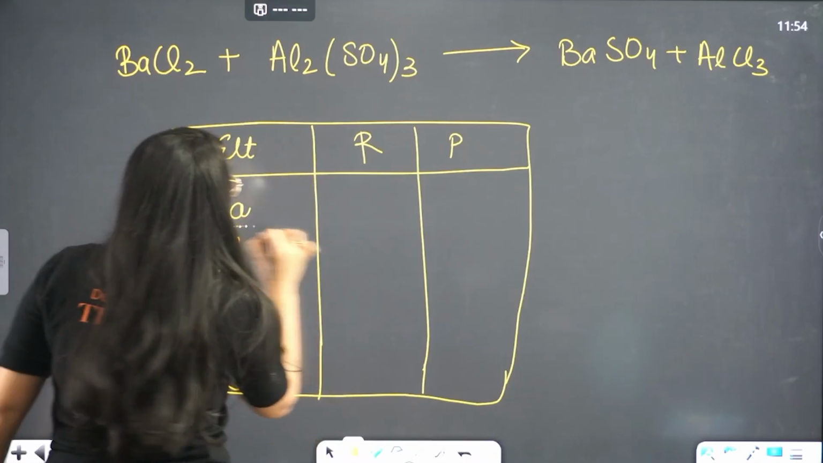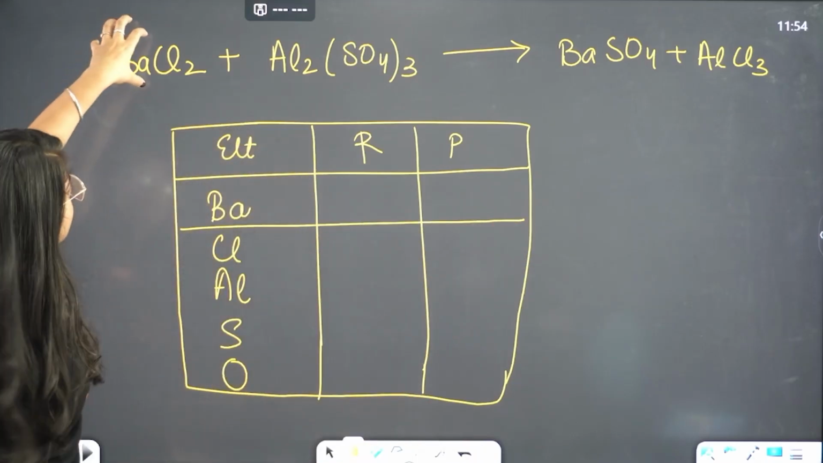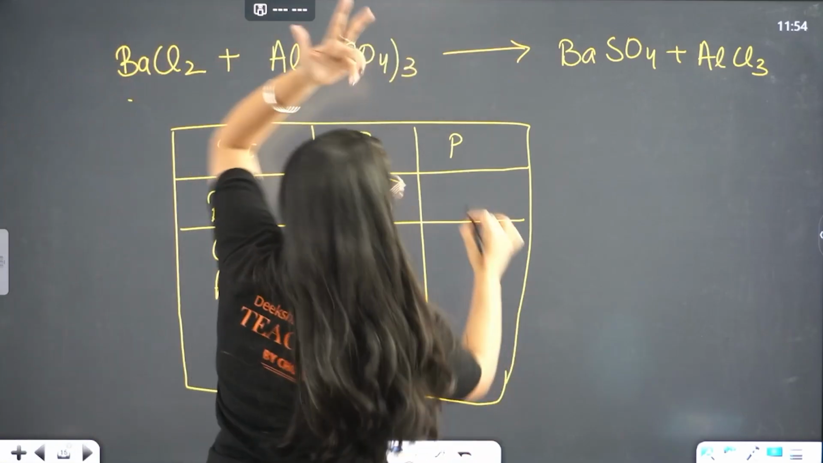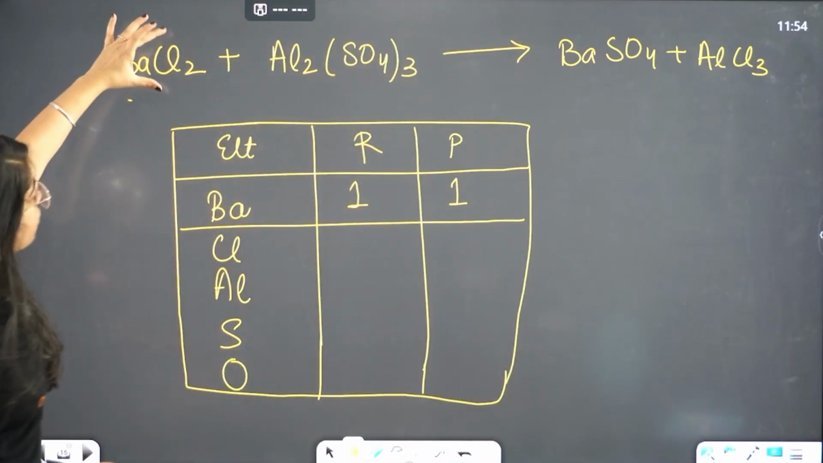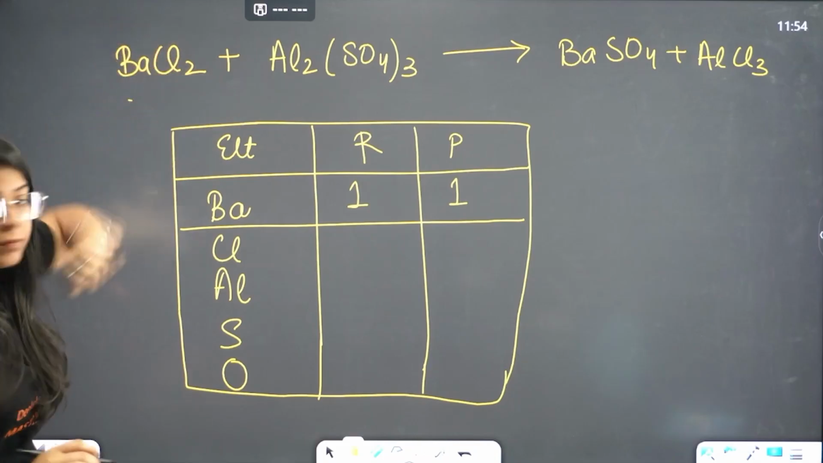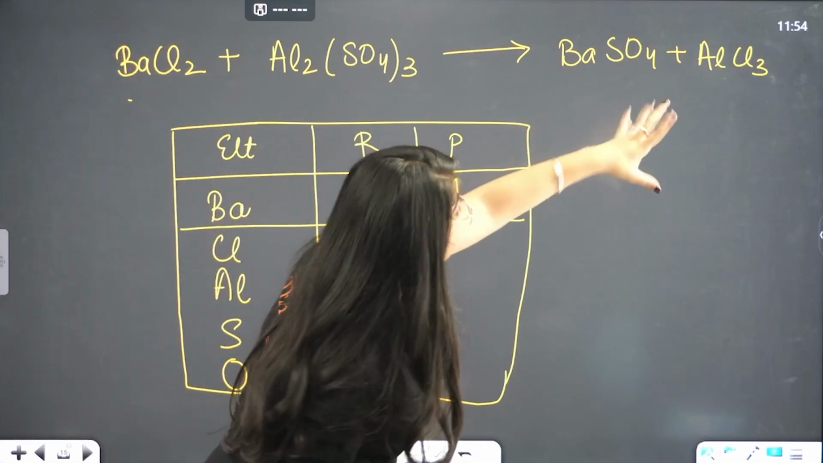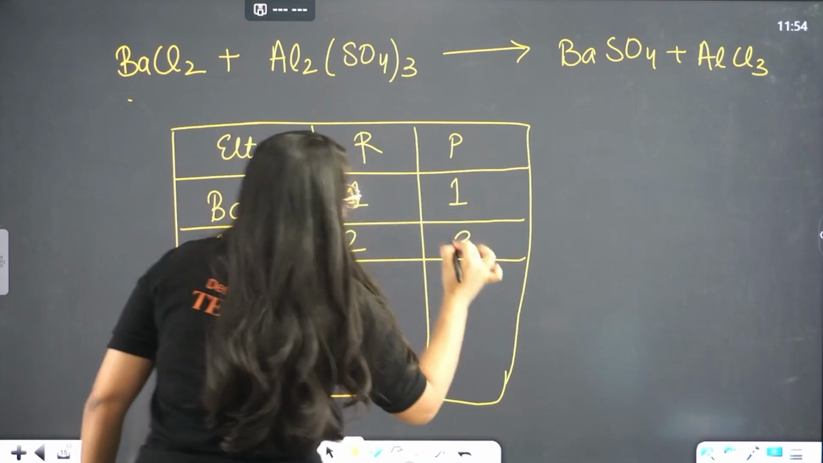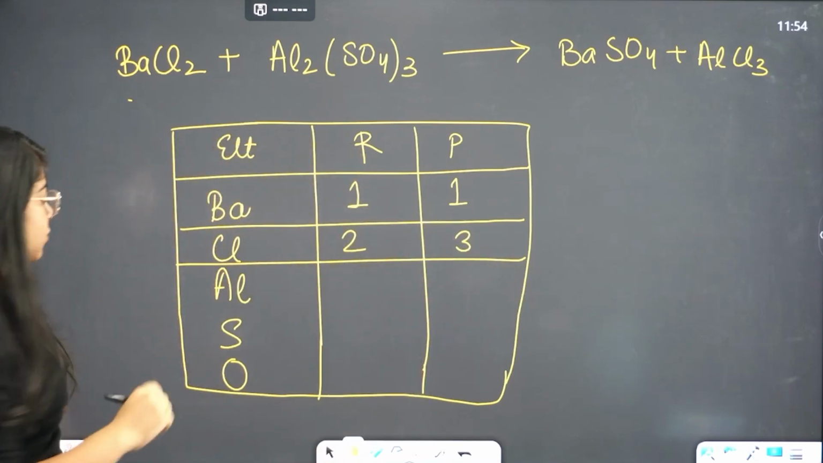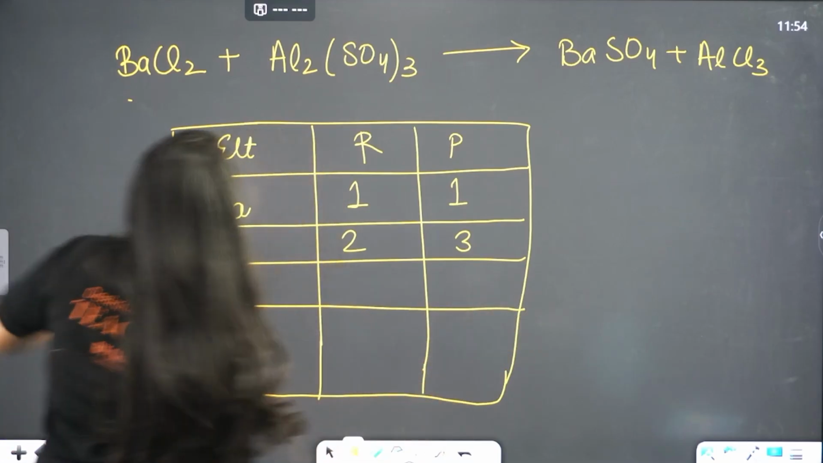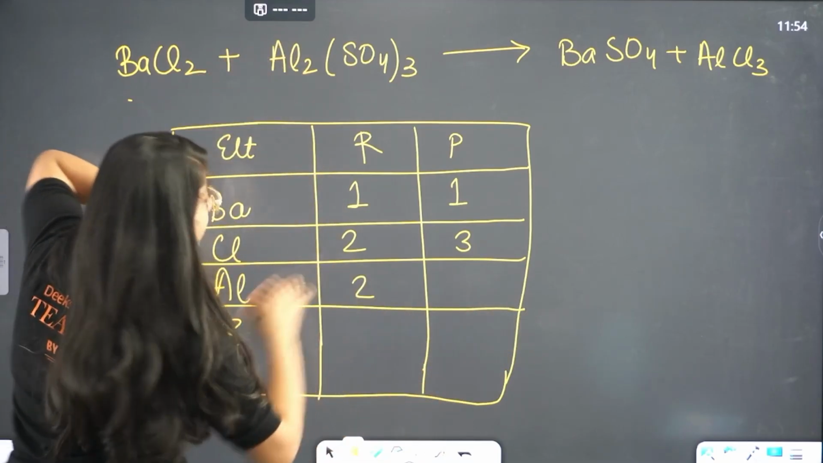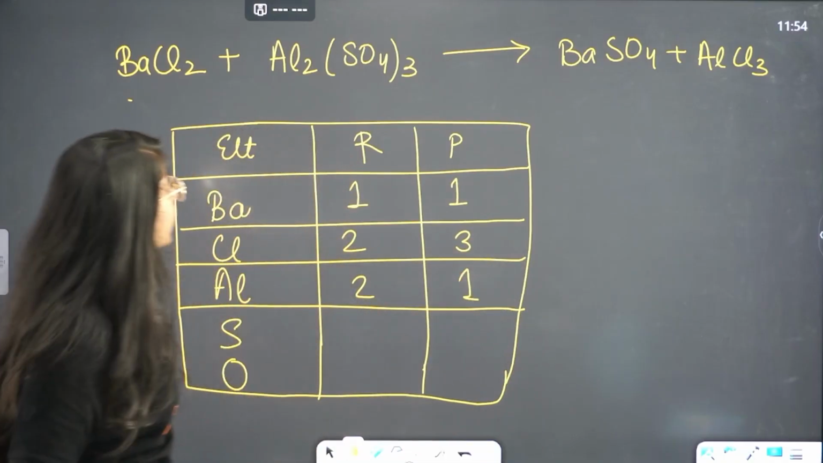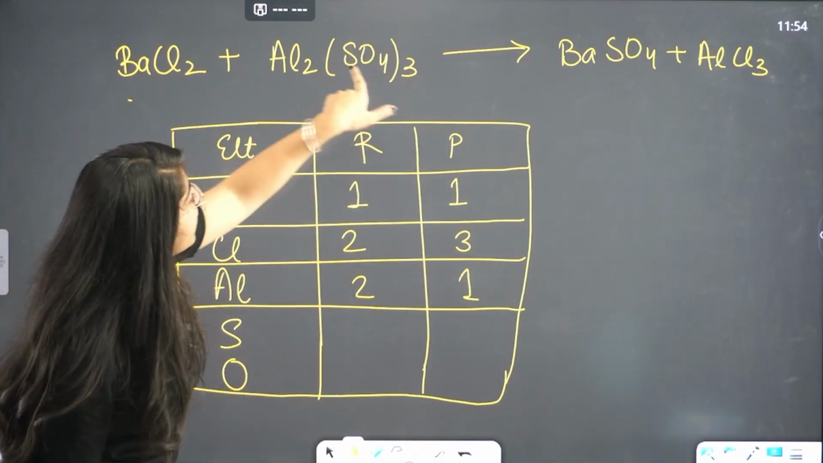Let's see first barium. The reactant side, barium is only 1. In product side, barium is only 1. Great. Now in reactant side, chlorine is 2, and in product side there are 3 chlorines. Then aluminium. In the reactant side we have 2 aluminiums, and in the product side we have only 1 aluminium, right?